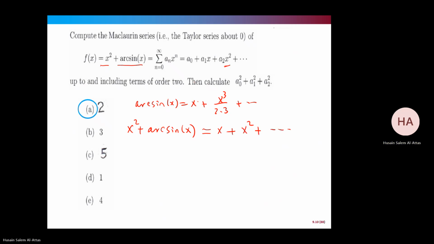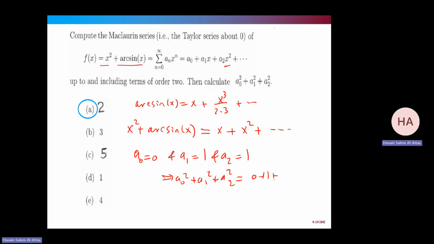So I can rewrite it. So a0 will be 0. a1 will be 1. a2 will be 1. What do they want? They want a0 squared plus a1 squared plus a2 squared. And that gives me 0 plus 1 plus 1, which is 2. So that will be the answer.